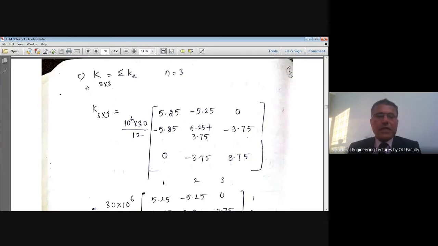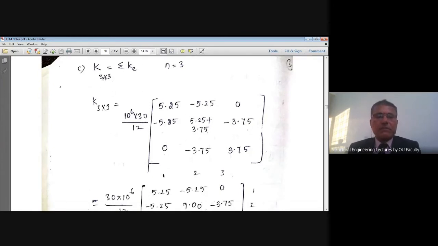Then the next step is assembly of the global stiffness matrix. Now, the structural stiffness matrix or global stiffness matrix, capital K, is of the size n by n, where n is the degrees of freedom. 3 degrees of freedom are there. Therefore, you open a K matrix as 3 rows and 3 columns, meaning 9 coefficients are needed there, right? Which is notated by the summation of all stiffness matrices, where e is equal to 1 to 3.